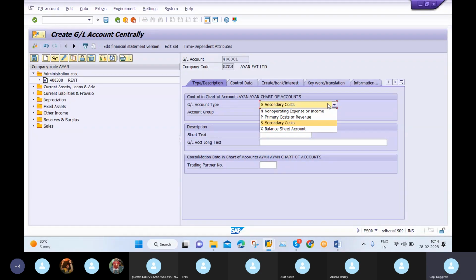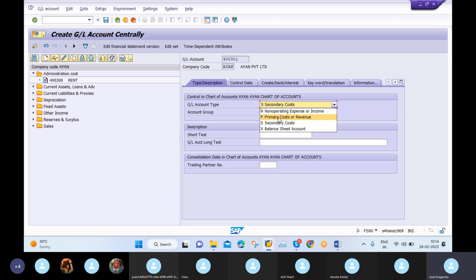Here you select primary cost element or secondary cost element. Remember this well. So if you select these two options, these GL accounts represent the controlling module automatically. Am I correct or not? Right? But this is the GL account from the finance point of view. Where it comes to the controlling point of view, these are called cost elements.